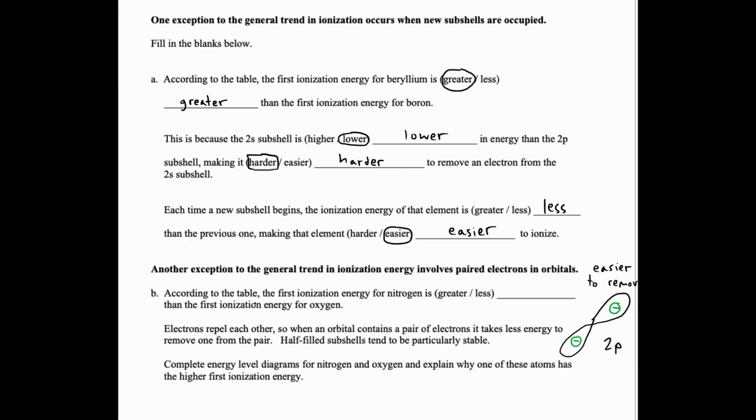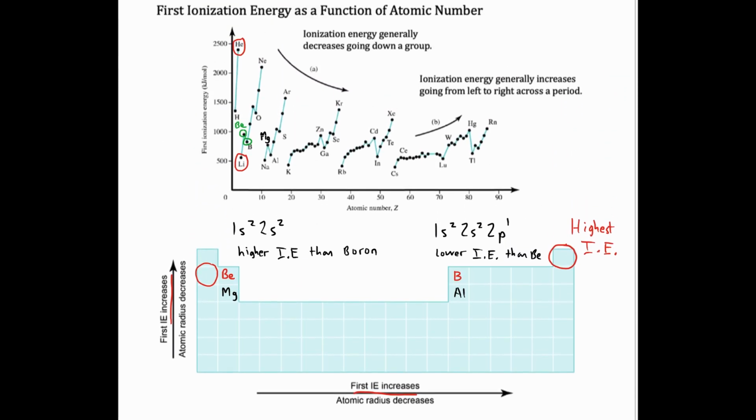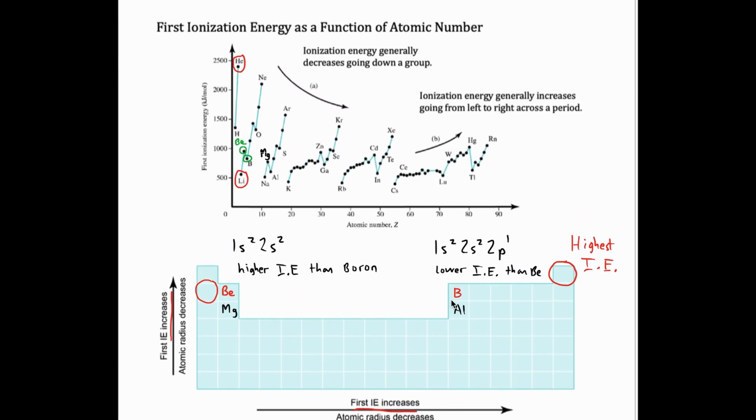So to answer the question, we want to see how the ionization energy for nitrogen compares to that of oxygen. The order of the elements is boron, carbon, nitrogen, oxygen, and fluorine. We see oxygen is here, and there's nitrogen next to it. Nitrogen has a higher ionization energy than oxygen, according to the table.